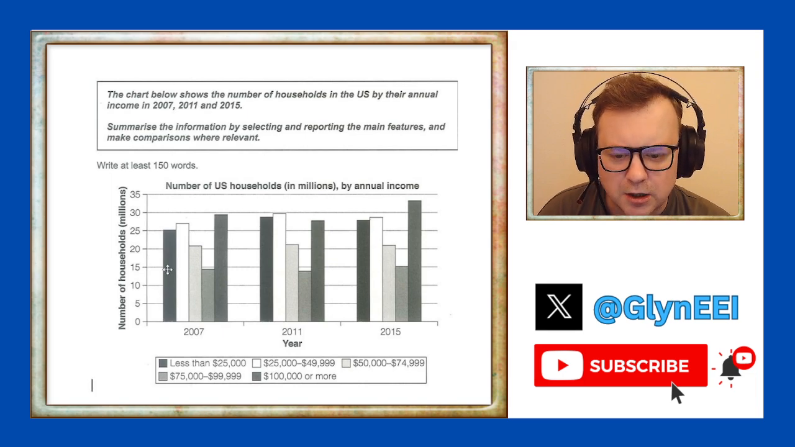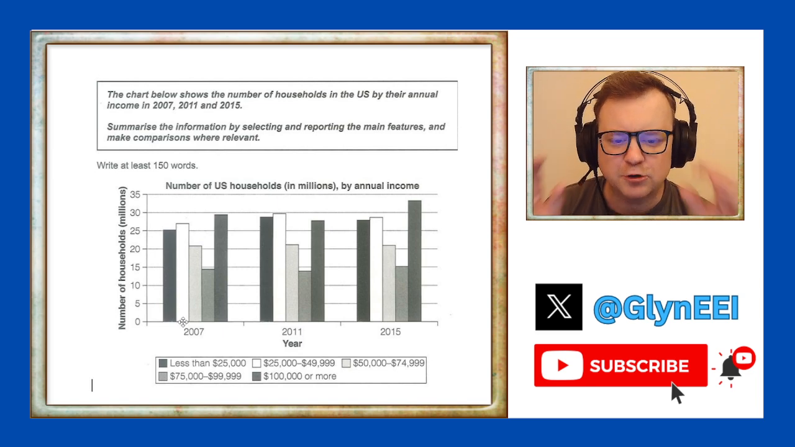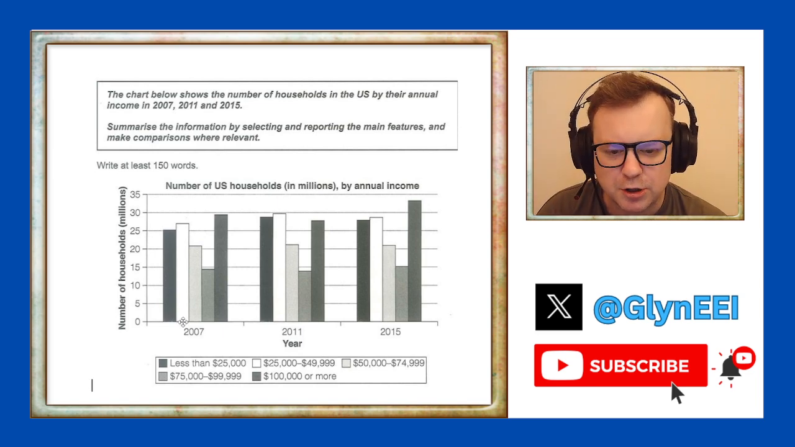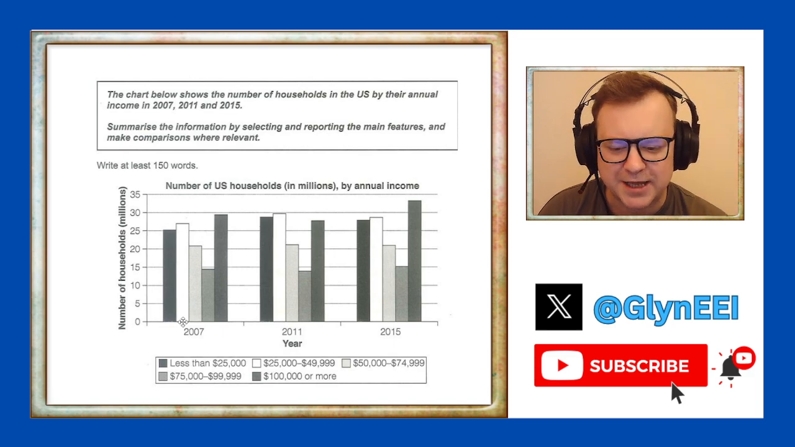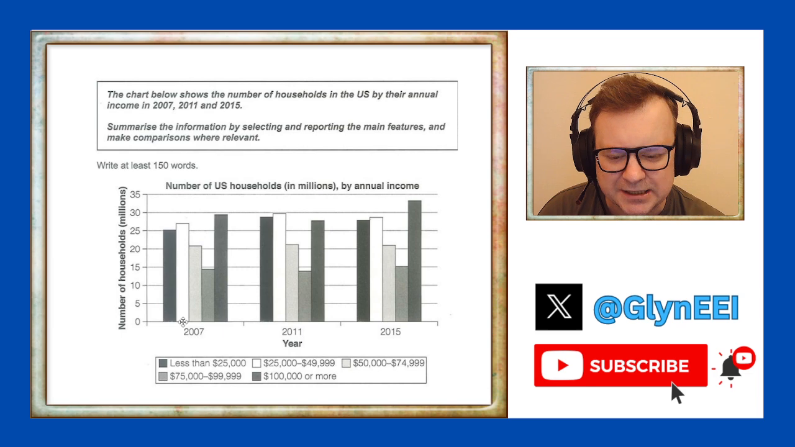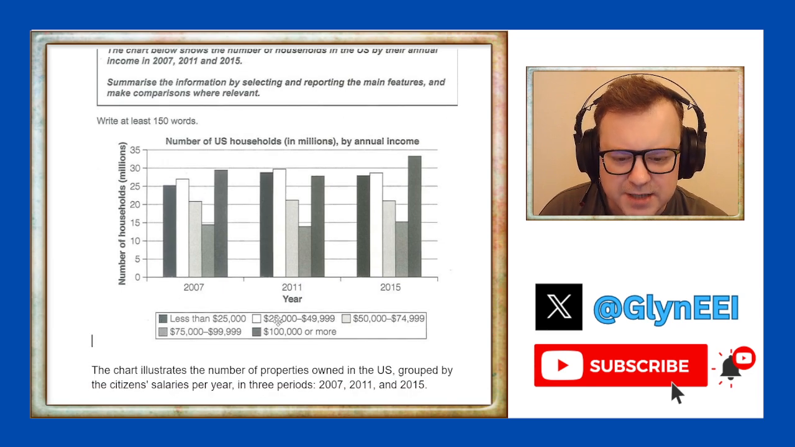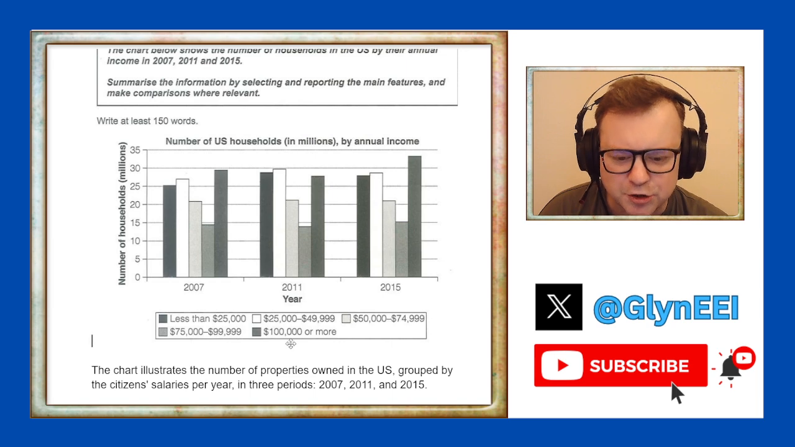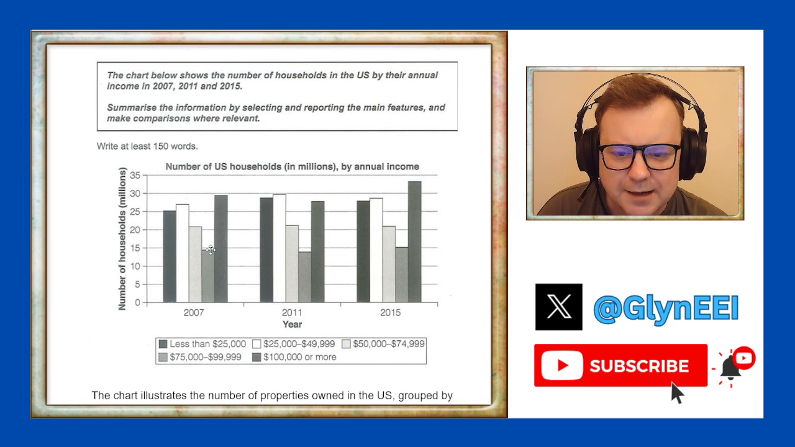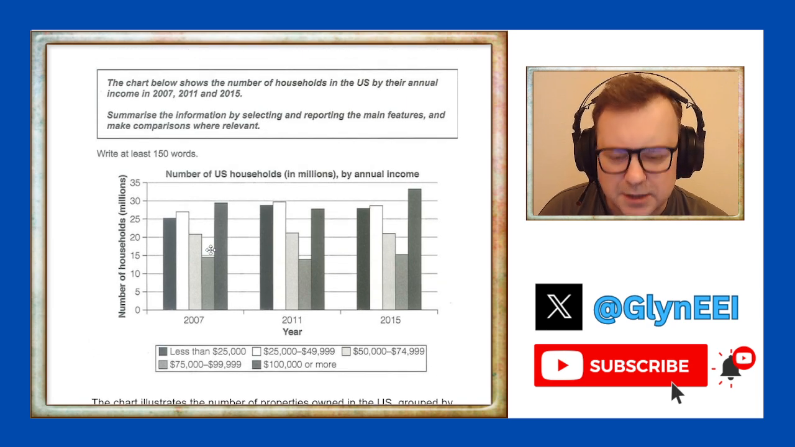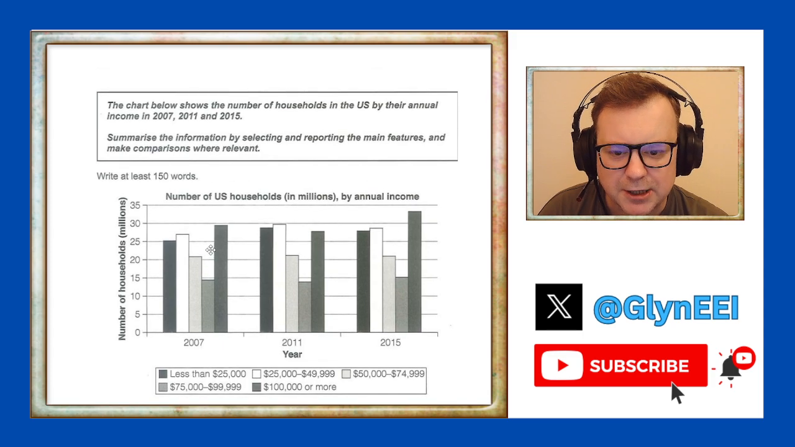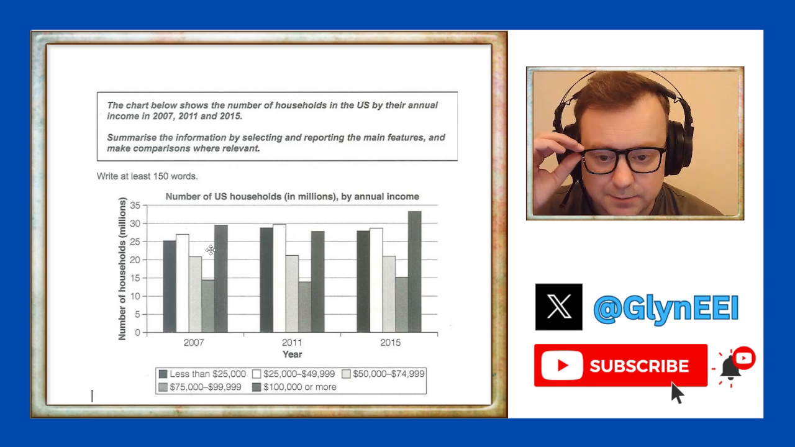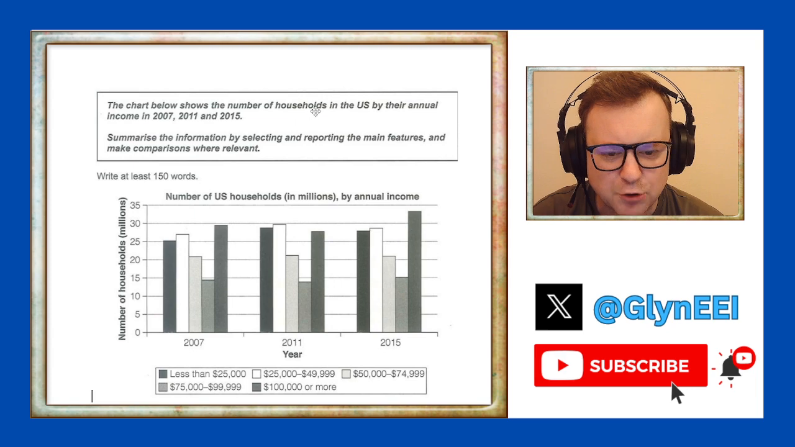So what are these 5 different things or these 5 different groups? Well, they're grouped by how much money they have every year, their annual income. So you have the first one less than $25,000 per year, second one between 25 and 50, 50 and 75, 75 and 100, 100 or more. So certainly comparisons can be made here and should be made.